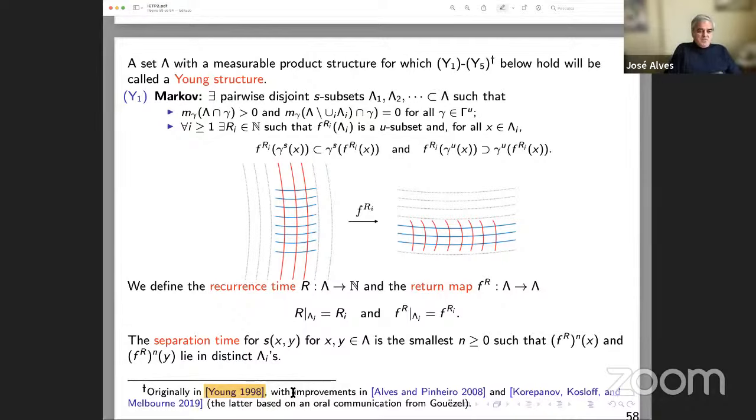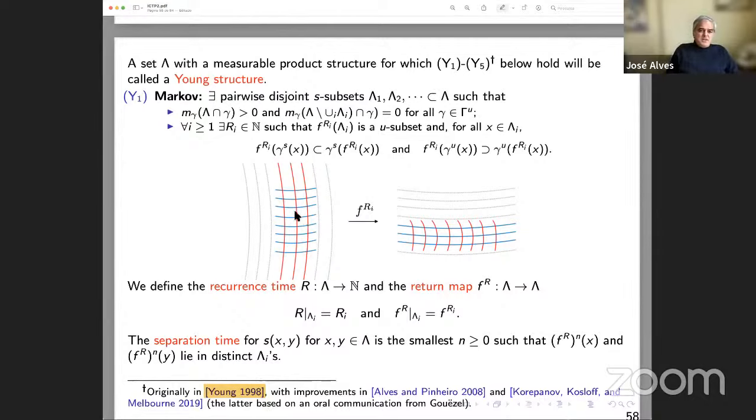So my first condition is what I call the Markov condition, and it's close to the Markov condition in hyperbolic dynamics. So we say that this Markov property holds if there are pairwise disjoint S subsets of the set lambda. So the S subsets are obtained intersecting S subsets of the stable disks and intersecting with the unstable disks. That's the picture here. And such that these two properties hold.